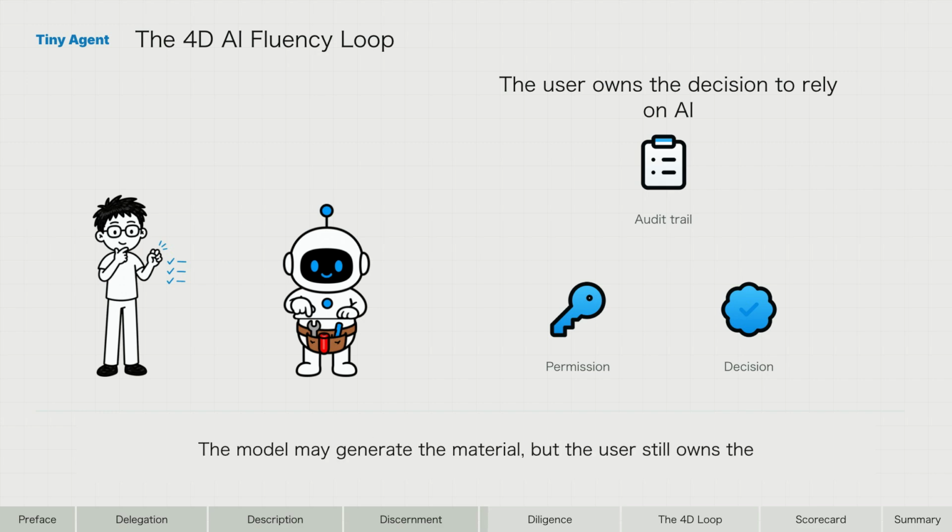The model may generate the material, but the user still owns the decision to rely on it, share it, execute it, or place it in someone else's path. Start with an audit trail. Record the goal, important inputs, permissions, checks, and final human decision. For sensitive work, also track data handling, rights, attribution, and who approved the consequential step. Memory is not a control system.